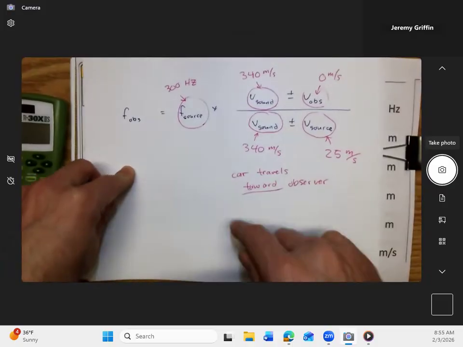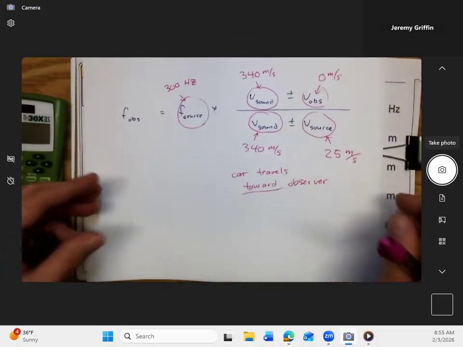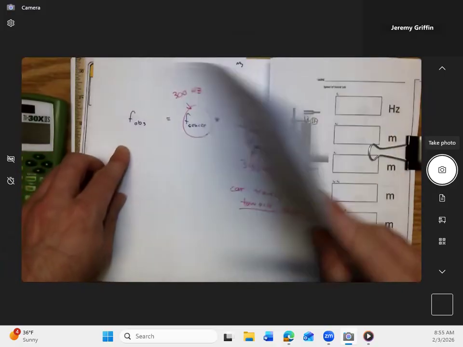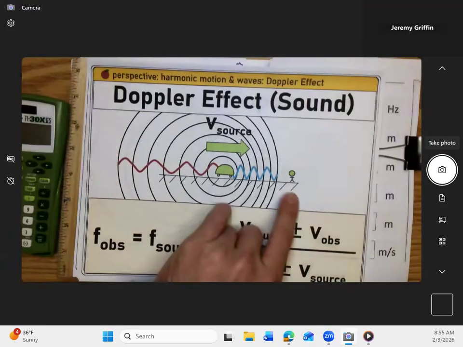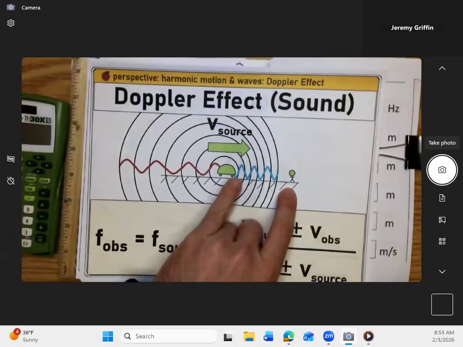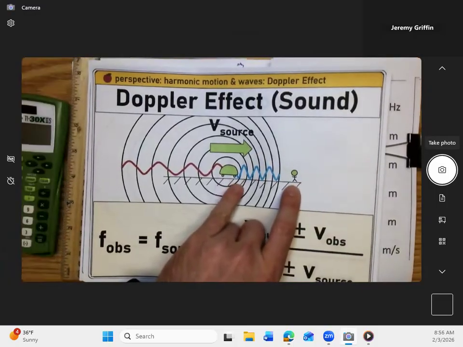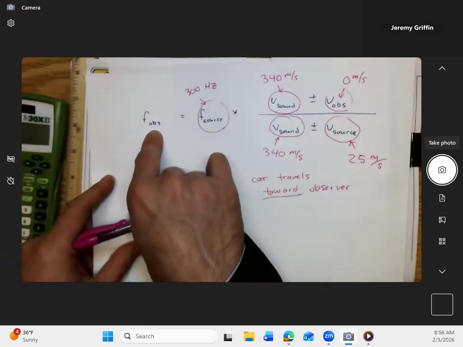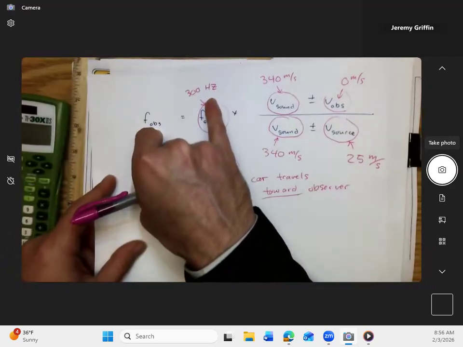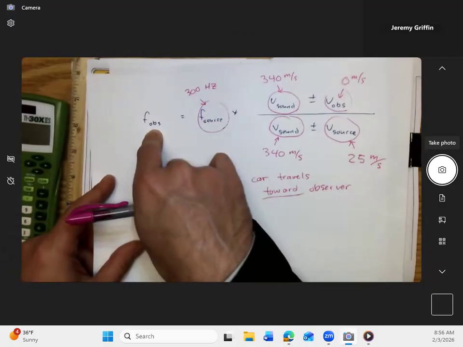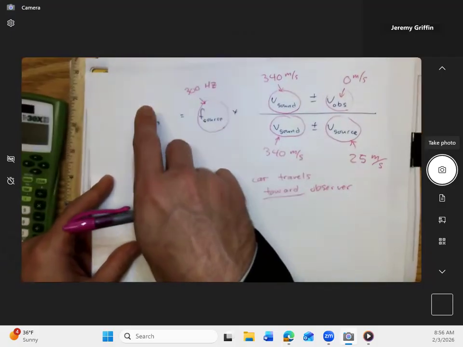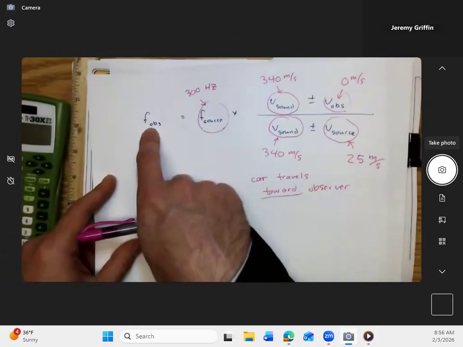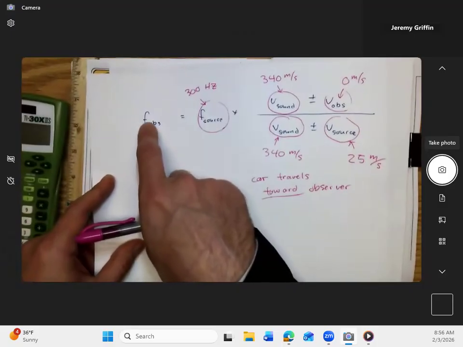Now I like to work this out logically. If the car's traveling towards the observer, does the observer perceive a higher or lower pitch than usual? Yeah, it'd be a higher pitch. So this frequency, the numerical value, has to be larger or smaller than 300 hertz? It has to be bigger than 300 hertz. Yeah, maybe it's like 310 or 320 or something. So we're going to find out. But how do you get more than 300?